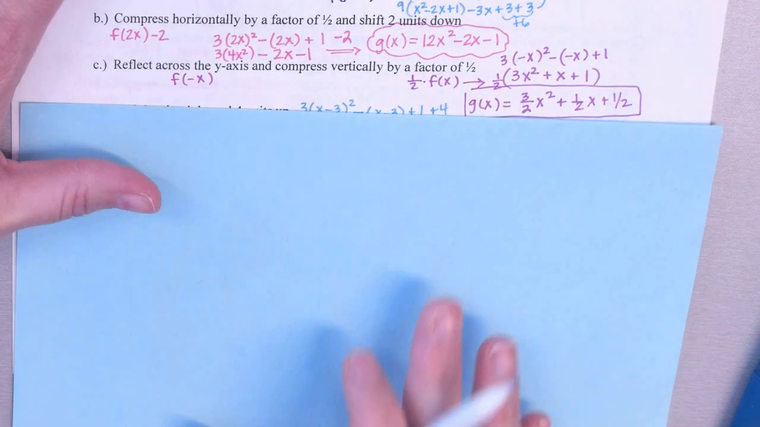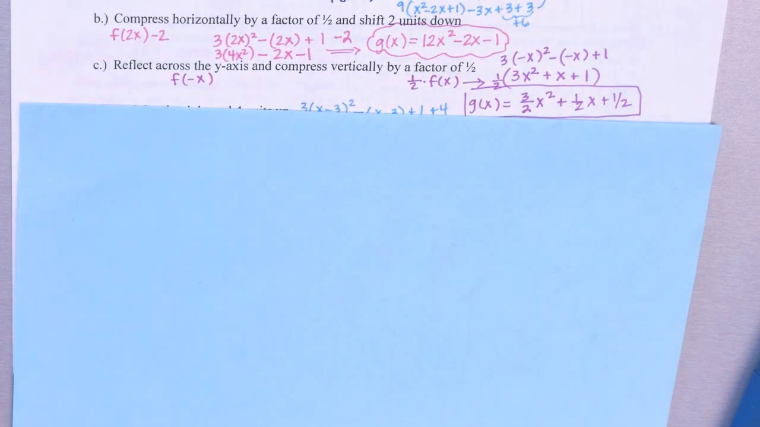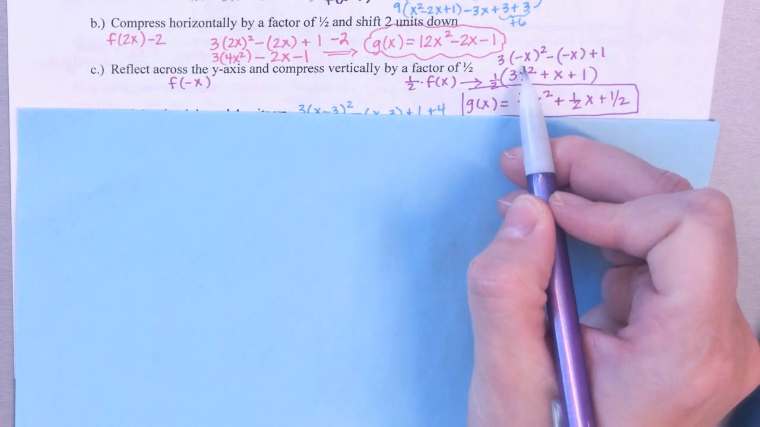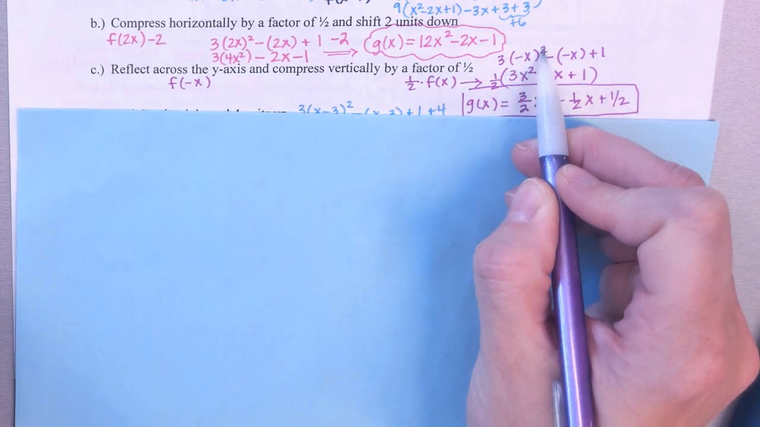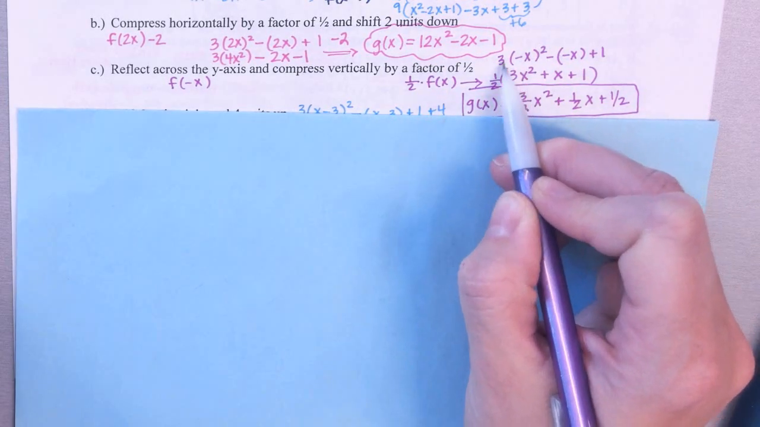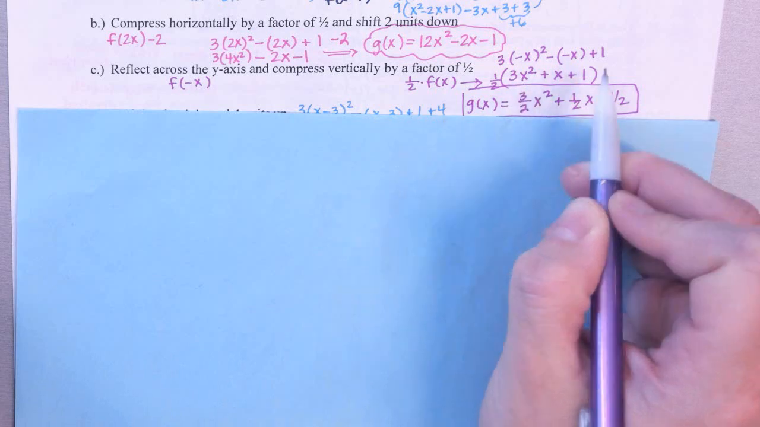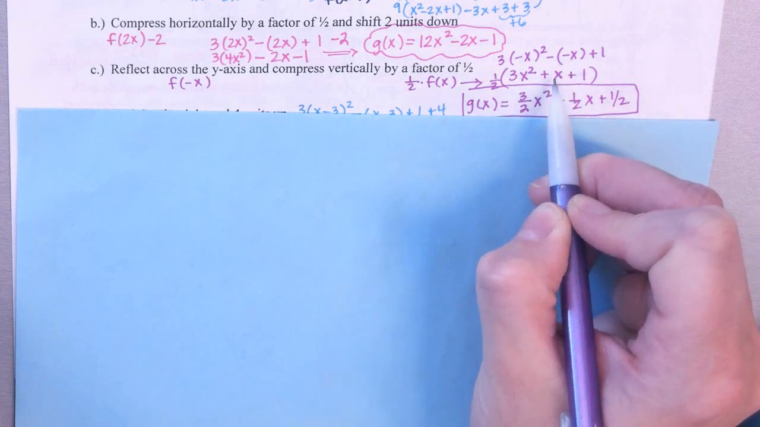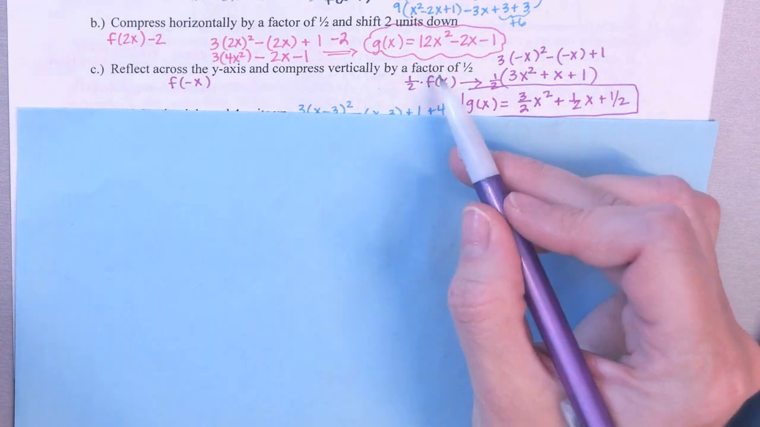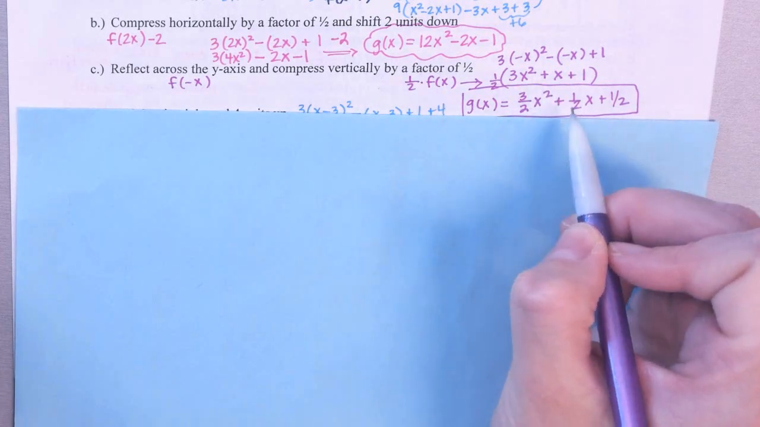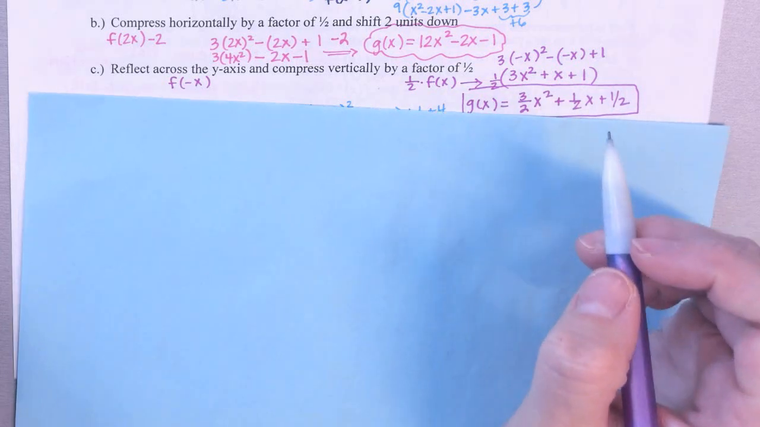Then for C, you're reflecting across the y-axis and compressing vertically by a factor of 1/2. The first thing you want to do is replace every x with the opposite, and then you can simplify. So negative x squared is x squared. 3 times x squared would just be 3x squared. Negative times a negative is a positive, and then I have my plus 1. Because this is a vertical compression, I just have to distribute the 1/2 to everything. That's how I get my final answer.